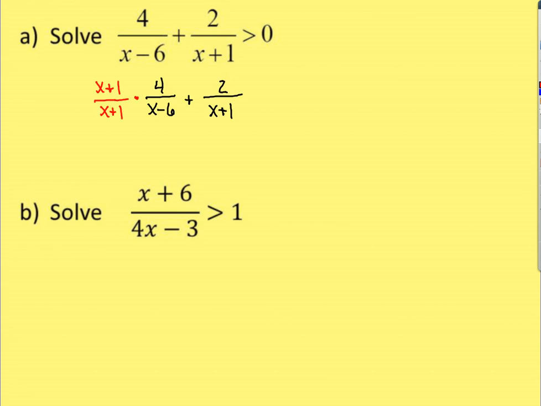Then for the second fraction, we need it to have an x minus 6 in the denominator. Whatever you multiply on the denominator, you have to do the same on top and bottom. So we're going to multiply the second fraction by x minus 6 on top and bottom.